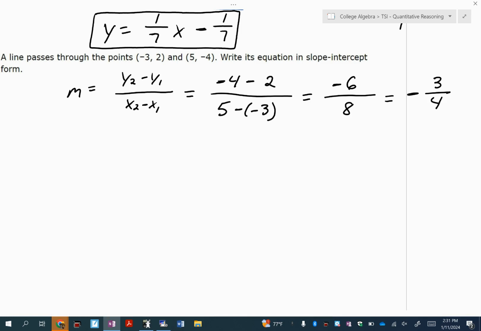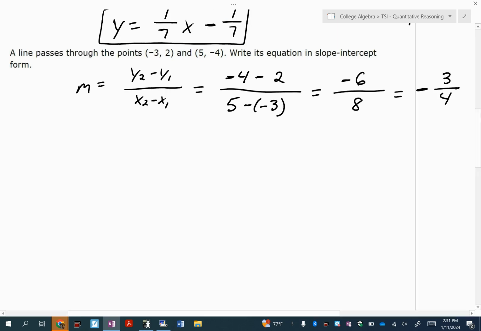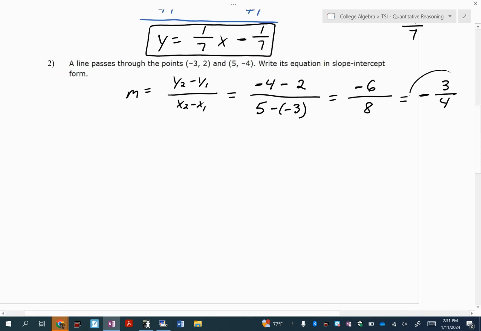You got 1/4? You did something wrong. The other way should not be 1/4. The other way would be 2 minus a negative 4, which would be positive 6. And then the other one would be negative 3 minus 5, which is negative 8. So 6 over negative 8 is still negative 3/4. Now we have our slope.